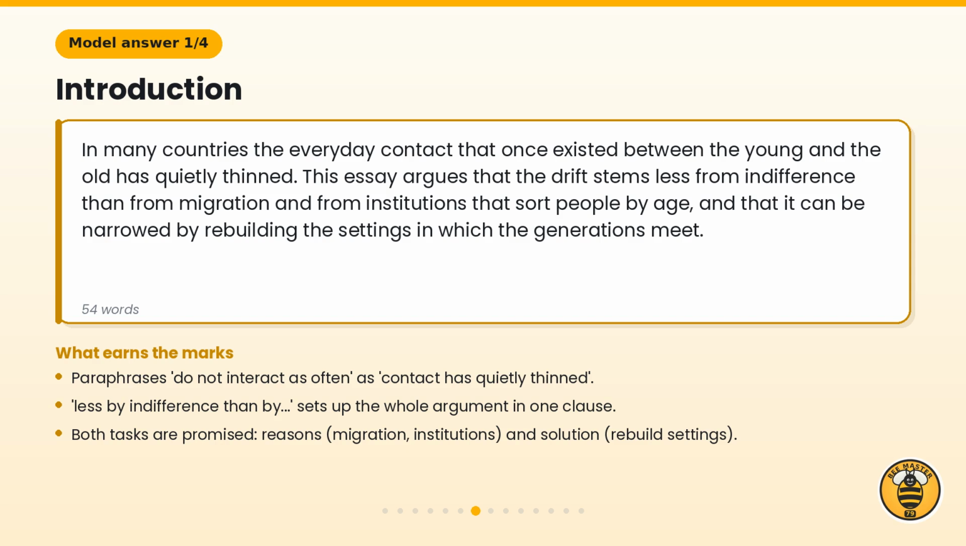The introduction. In many countries, the everyday contact that once existed between the young and the old has quietly thinned. This essay argues that the drift stems less from indifference than from migration and from institutions that sort people by age, and that it can be narrowed by rebuilding the settings in which the generations meet.